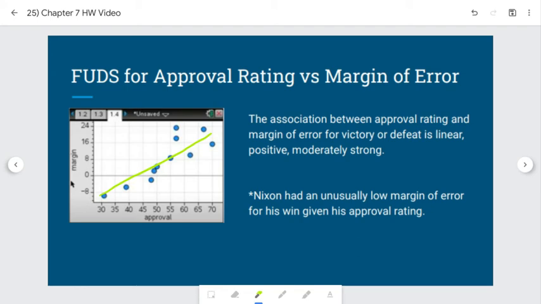Now, I'm not really seeing anything that is too unusual. But if I went back, I can argue that there is one that is a little low for the margin of error compared to the approval rating here. If I went back to the data that this context had, that one represented Nixon. We can say Nixon had an unusually low margin of error for his win given his approval rating. If you didn't mention that one, I can understand that, but if you thought that stood out to you, you could always add it. Maybe you see another point that stands out to you and you think is unusual. You could always go back to the actual set of data that would be provided to plug these in, and we can talk about that in context as well.